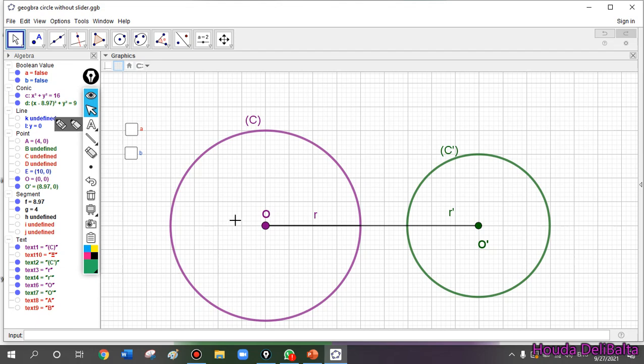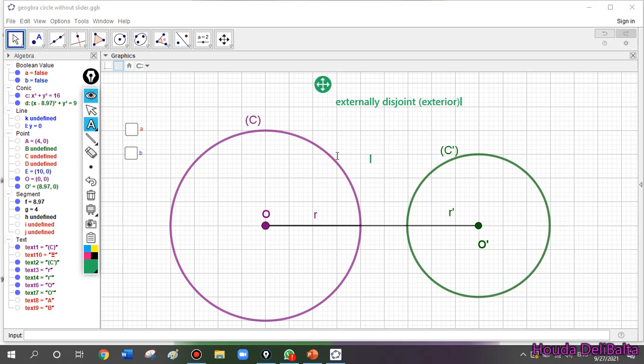These two circles are disjoint circles. There are no common points between them. As you see, the purple circle, C, and the green circle, C prime, are disjoint. There is no point of intersection between them. So we call them externally disjoint circles, or some call them exterior.